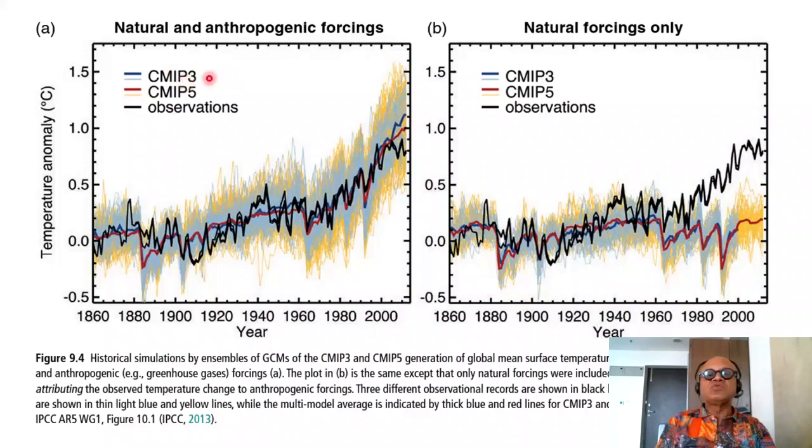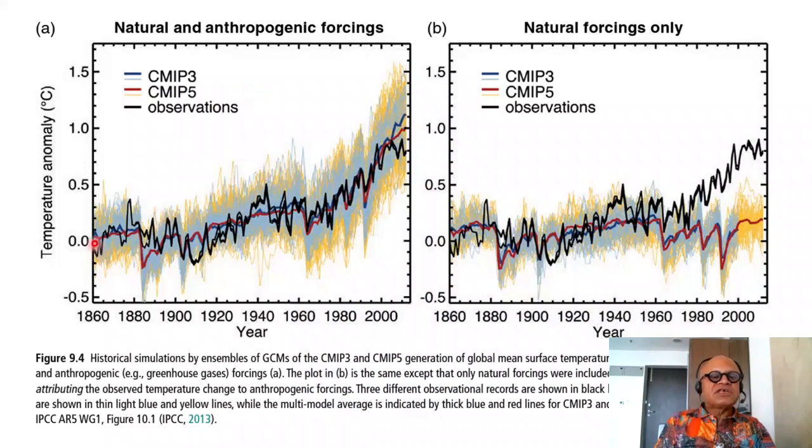CMIP-3 was released in 2007 with one set of models at that time. The models are constantly being upgraded, improved, complexity is being increased, realism is being increased, and so on. CMIP-5 gave rise to the assessment report 5, released in 2014, and right now we are getting the release of assessment report 6 in what is called CMIP-6.